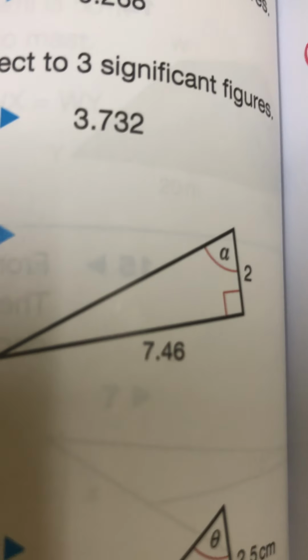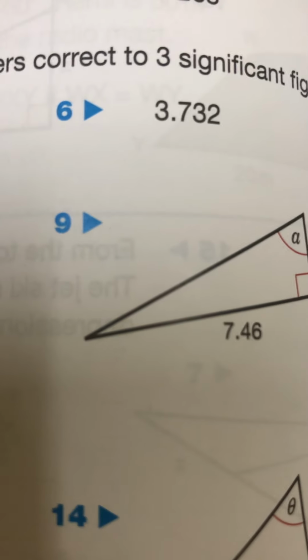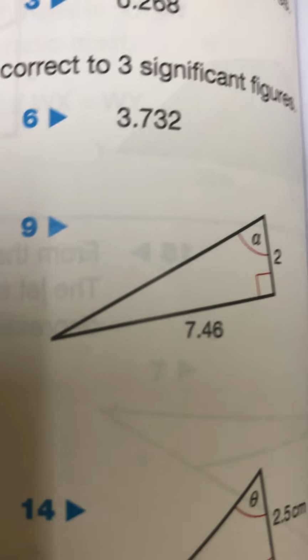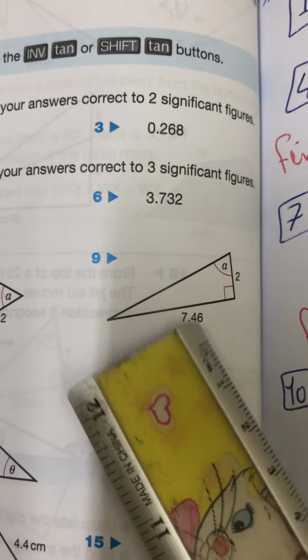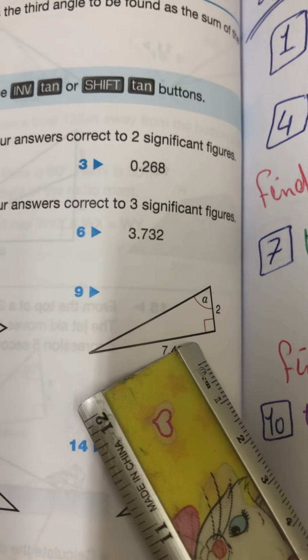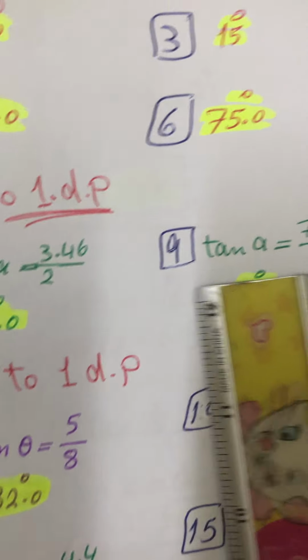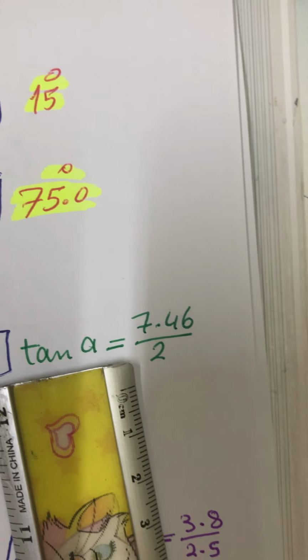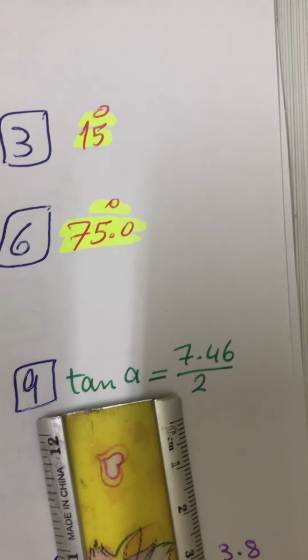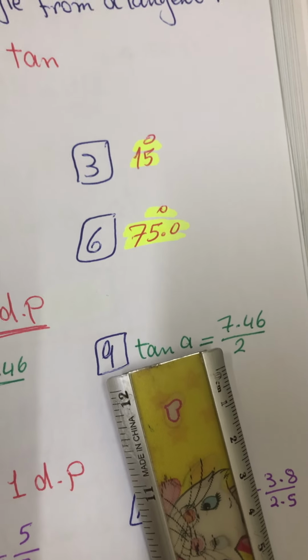I have angle A. What is the opposite? 7.46, and the adjacent is also 2. To calculate the measure of angle A, I have to calculate the tangent first. So tan A equals 7.46 over 2. Now I'll use my calculator to calculate the angle.